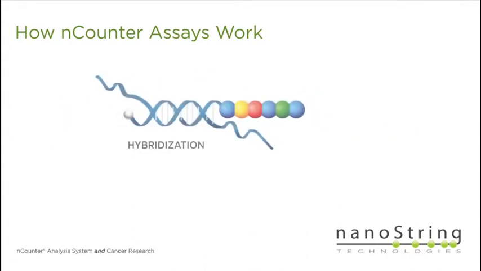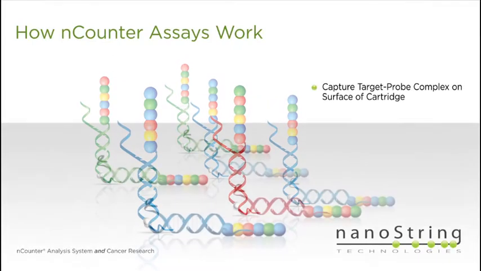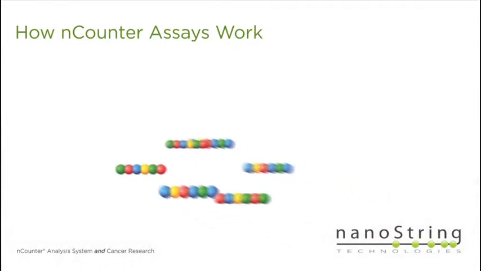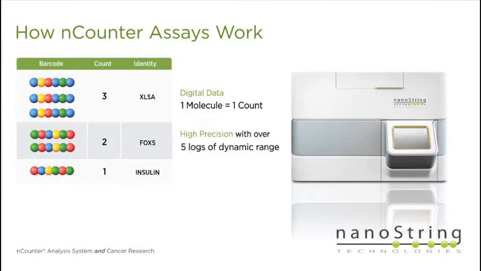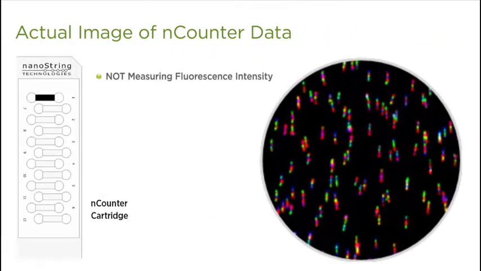Following hybridization, we capture the target probe complex on the surface of a slide and stretch out the molecules so they're all oriented in one direction. We then use fluorescent microscopy and image analysis software to count the captured barcodes. This generates digital data, with each count being one molecule. The assay has very high precision and over 5 logs of dynamic range. Here's a close-up of the slide's surface to give you an idea of what the actual images look like. We aren't quantifying based on fluorescent intensity.